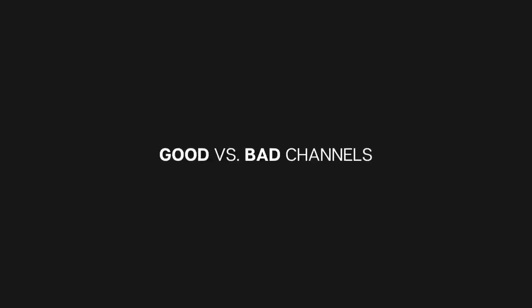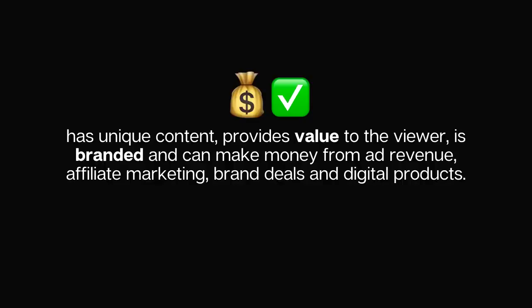Now, because there's so much misconception online around how YouTube automation even works, I would like to share with you some of the most common bad YouTube automation channel examples and some good ones so you don't waste your money and time. So first of all, a good YouTube automation channel has unique content, provides value to the viewer, is branded, and can make money from ad revenue, affiliate marketing, brand deals, and digital products, not just one.